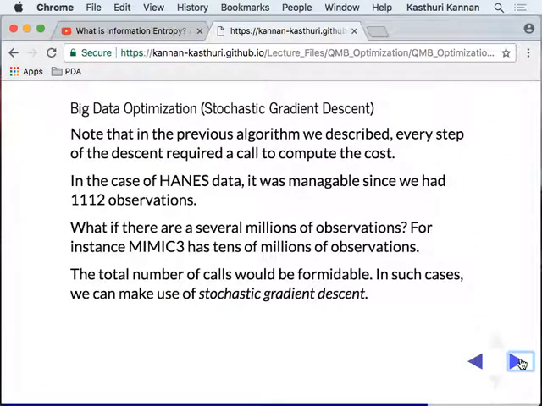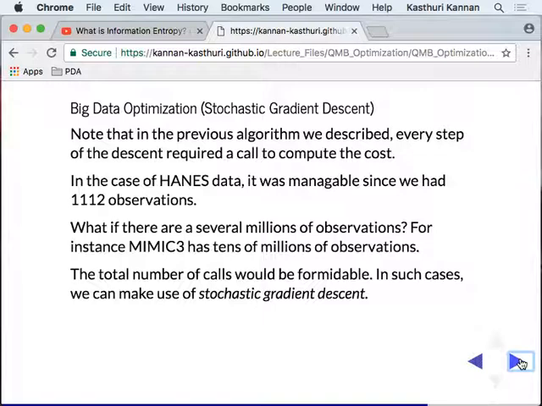Now, one of the key things, if you had noticed, one of the biggest problems with the gradient descent optimization that we saw is that at every time step, it has to compute the whole cost, and that could be a huge bottleneck. For instance, in NHANES, it's manageable. It's only 1,000 observations. But MIMIC-III, one of the clinical databases, has millions of data points, observations. ImageNet has about 24 million images or something like that.